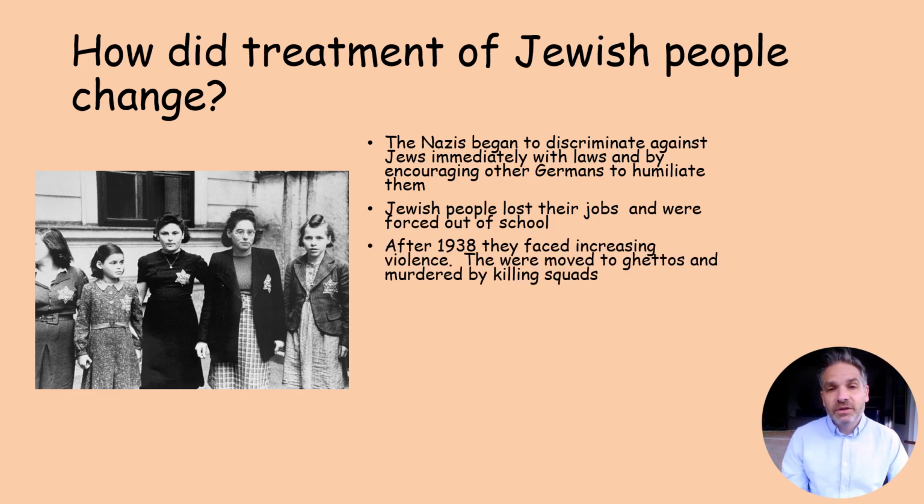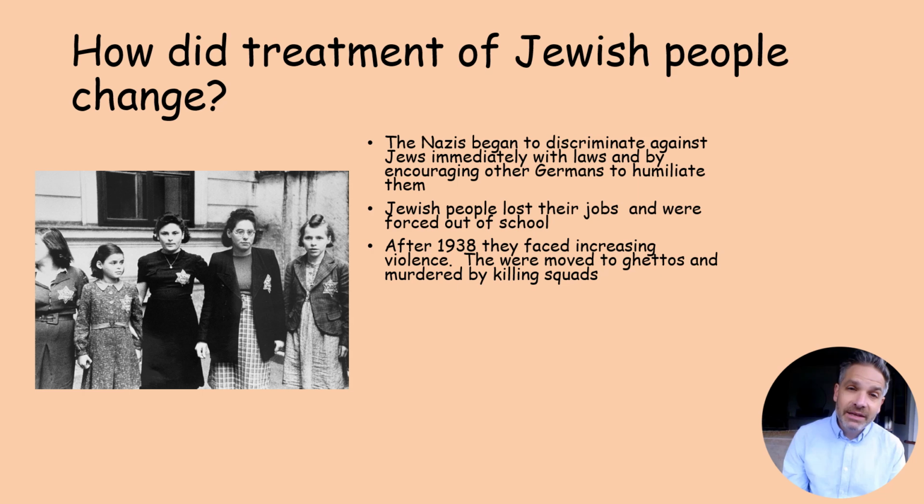And this process of building up this discrimination through the legal process, through public humiliation, through loss of being able to earn a living, and then after 1938, increasingly violence against Jews is used. Turning point is often seen as a night known as the Night of the Broken Glass, Kristallnacht, where Jewish synagogues and homes and businesses are attacked throughout Germany.